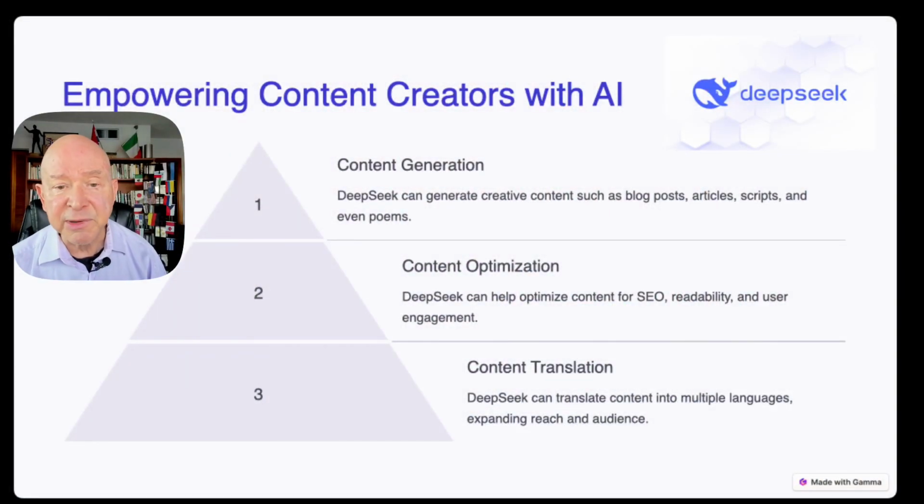And we see the content optimization. It gives you the opportunity to optimize content for SEO, readability, and user engagement. How do we get people more involved? That's a key factor. And then also on the content translation, you can translate content into multiple languages, expanding reach and your audience. Think about that. That gives you the ability to have more than just one language involved in this. You'll be able to get more people involved in a bigger way and be able to do so much more with it. So this is something you at least want to know about.